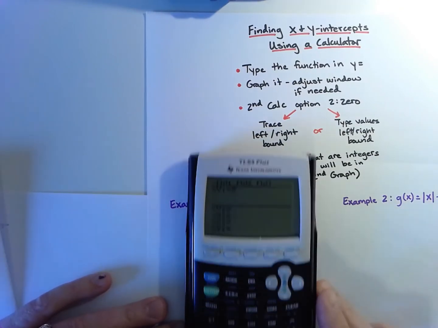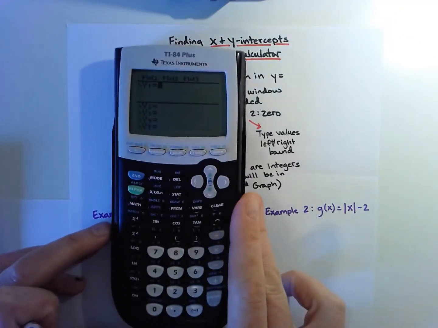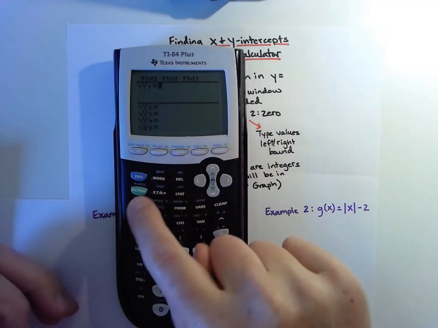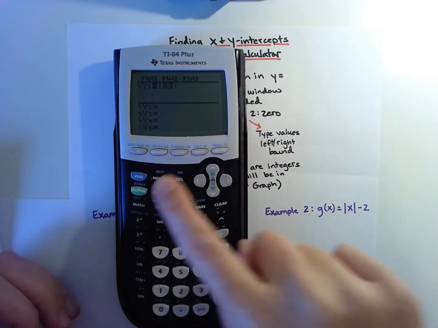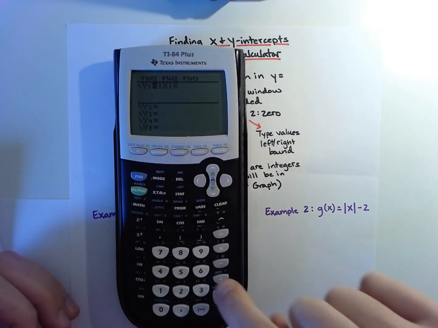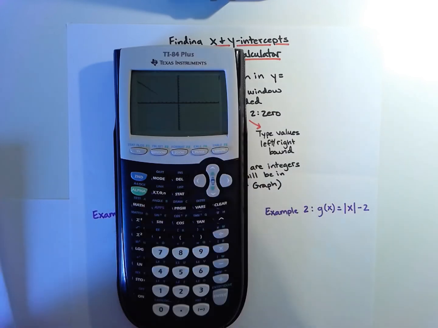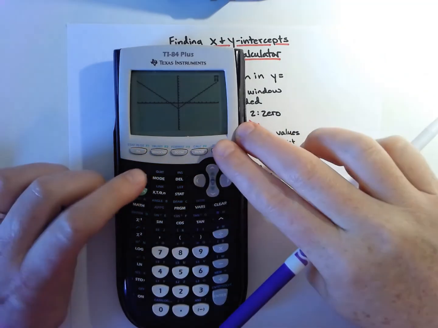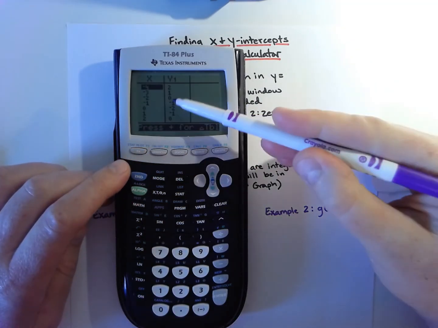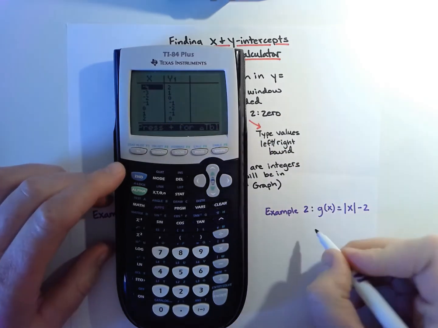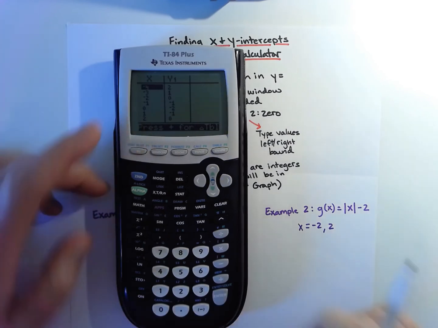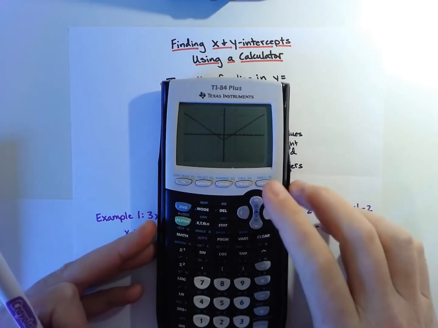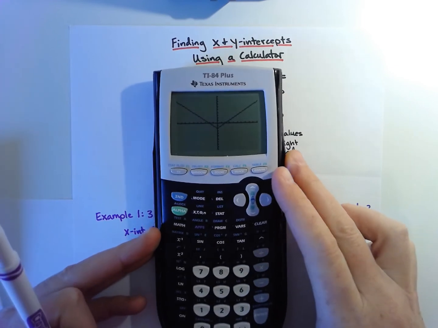I'm going to type in the absolute value of x minus 2. So I go to math, num, option 1 is absolute value of x minus 2. And then I hit graph. So let's first check the table. And there are 2 x-intercepts right there in the table. So x would equal negative 2 and positive 2. But let's just practice using that other method as well. Get a little more practice. So we know they're at 2 and negative 2.